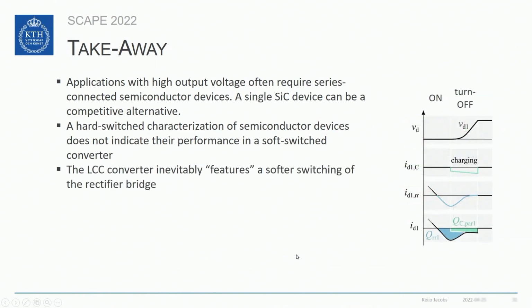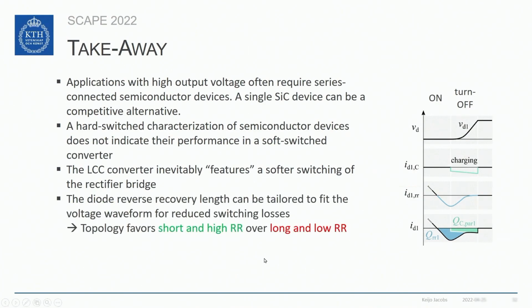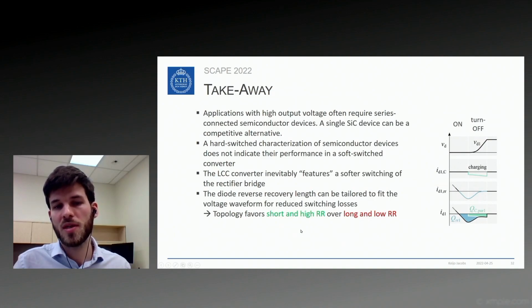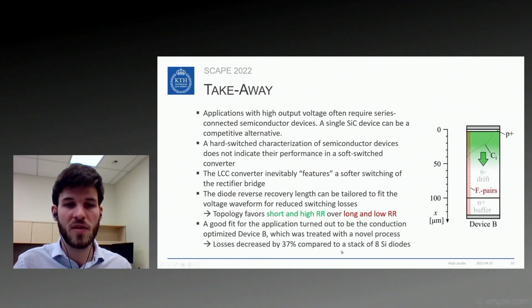Number three, the LCC converter inevitably features a softer switching of the rectifier bridge. Therefore, we can tailor the reverse recovery length to fit the voltage waveform for reduced switching losses. And we found out that the topology with the transformer that we used favored short and high reverse recovery over long and low reverse recovery. A good fit for the application turned out to be the conduction optimized device B, which was treated with a novel process. The losses decreased by 37% compared to a stack of silicon diodes.